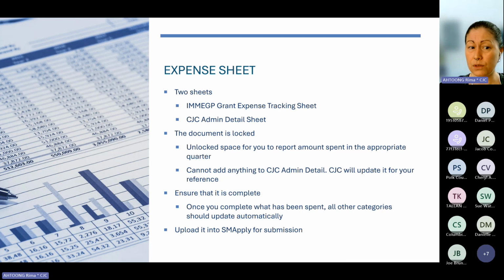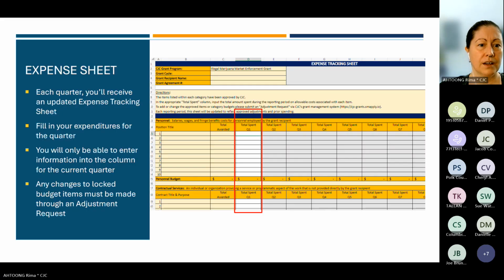You can't add anything to the form. You can't add anything to the admin detail tab, the second tab of the Excel sheet. We do want to make sure that you look at it and it's complete. And that will be uploaded as an attachment in SurveyMonkey Apply, similar to how you do the reporting now. So let's take a closer look at what that looks like.